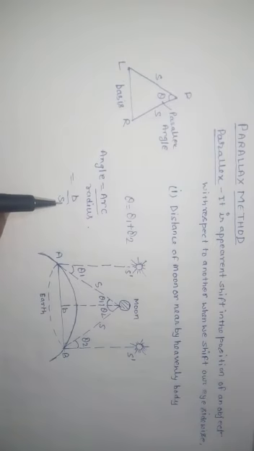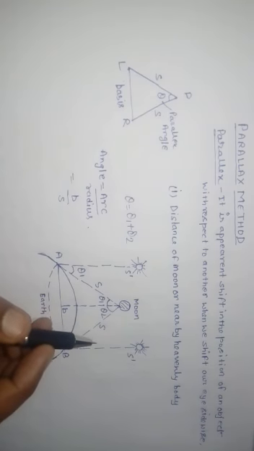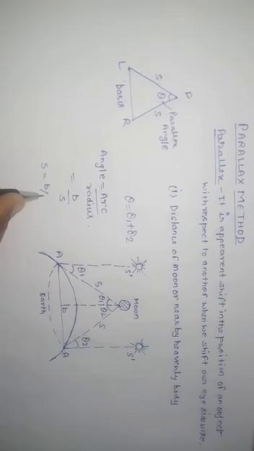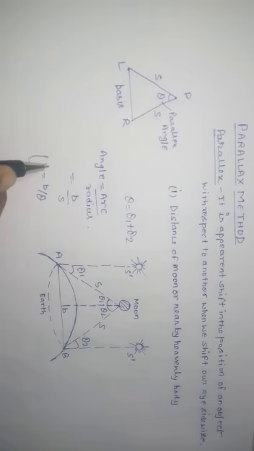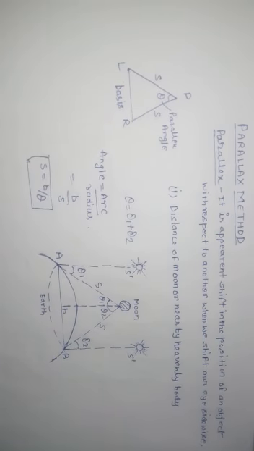So angle is equal to arc upon radius, where the arc is b and the radius is S. So we can calculate the value of S, which is equal to b upon θ. This method is known as the parallax method. Using this method we can calculate the distance of stars from the earth.